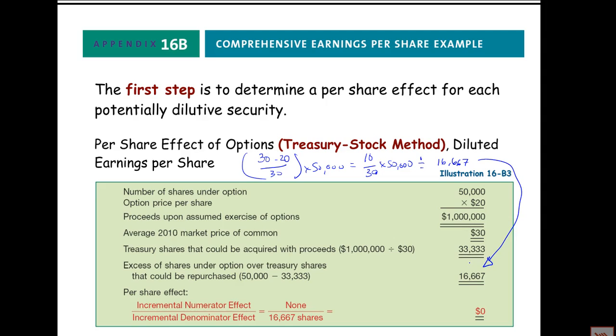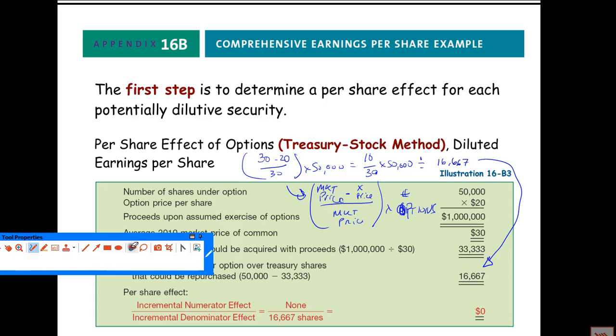They do this exactly mathematically the same thing I do, except in a column. This gets you the same place. So what is this one again? It's market price minus exercise price over market price times the number of options.